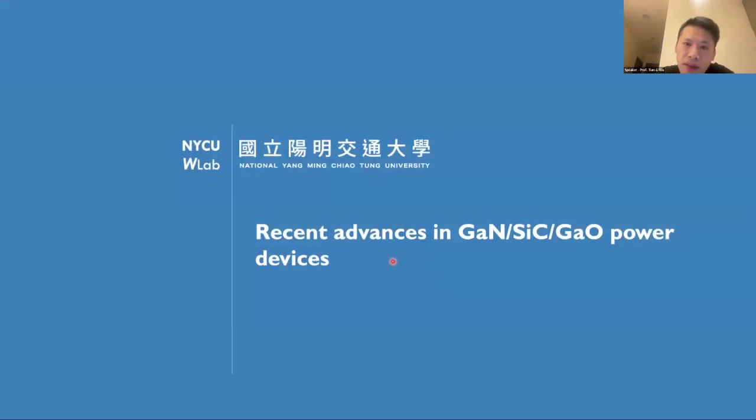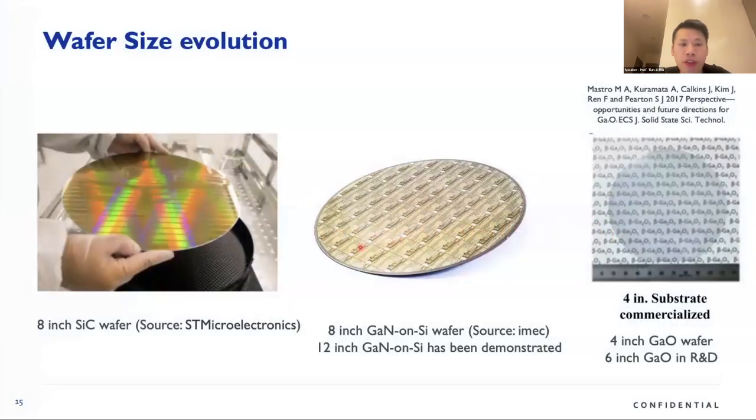So then in the next part, I will start to report the recent advances in gallium nitride, silicon carbide, and gallium arsenide power devices. The first one is wafer size evolution. As you know, to compete with silicon power devices, the major issue for all these wide bandgap materials is cost. Therefore, one important thing to reduce the cost is to try to grow a larger wafer size.